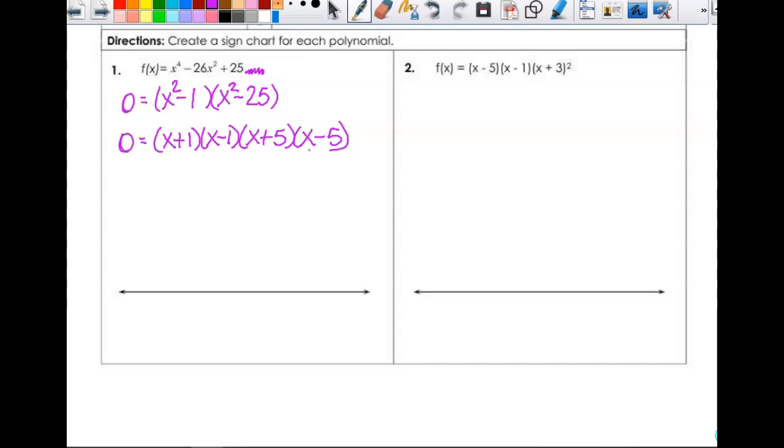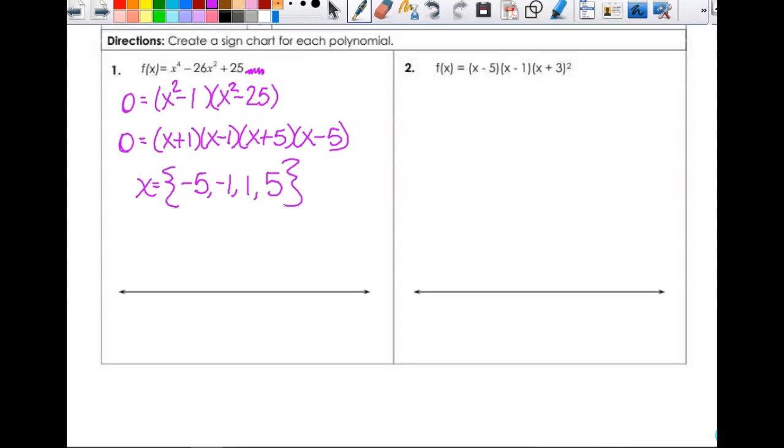Going to find my zeros. In this case, I could do plus or minus 1 and plus or minus 5, but I'm going to list them out in order instead because we're going to have to put them on a number line. So I've got -5, then -1, then 1, then 5. If you did plus or minus 1 and plus or minus 5, it would not make it wrong.